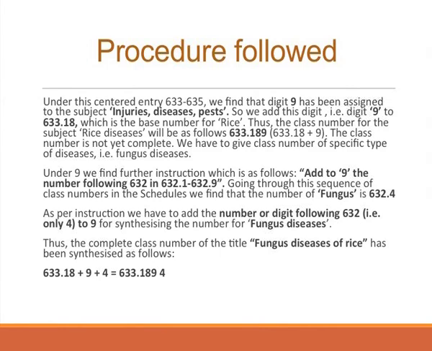So 633.18 and 9 added to it becomes diseases of rice. But our complete number has not yet been synthesized. Our topic title was fungus diseases of rice. So we have to look further for instructions, because we cannot add any number without instructions. Under 9, we find some more instructions. We have to add the number following 632 from 632.1 to 9. These instructions are there under 9. We have to add the number following 632 from this range, 632.1 to 9.